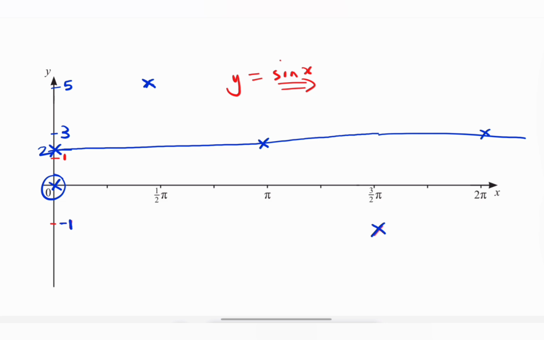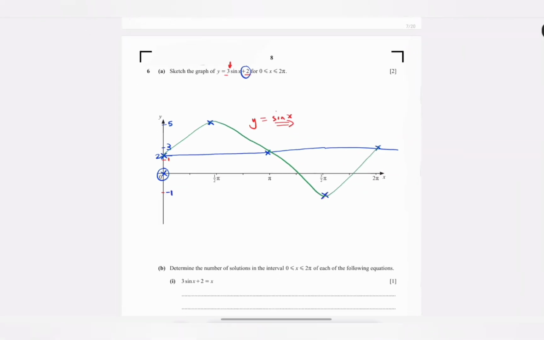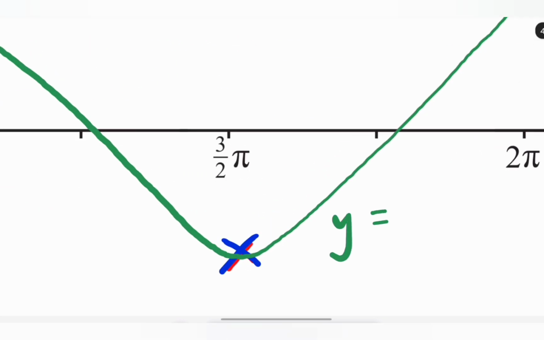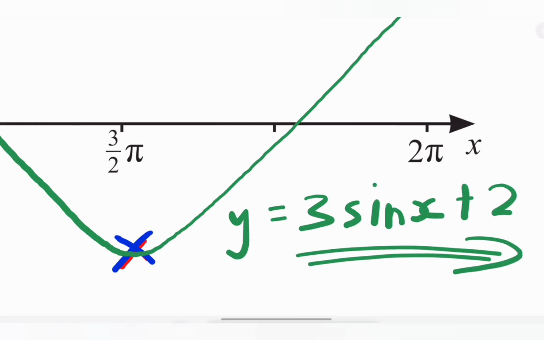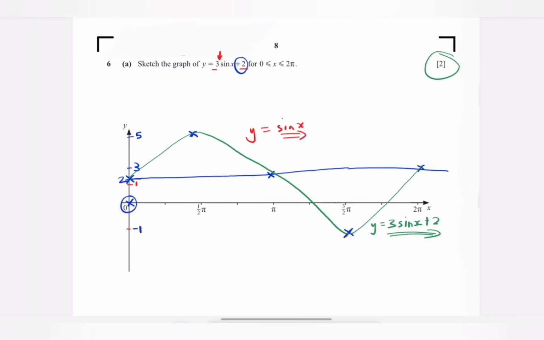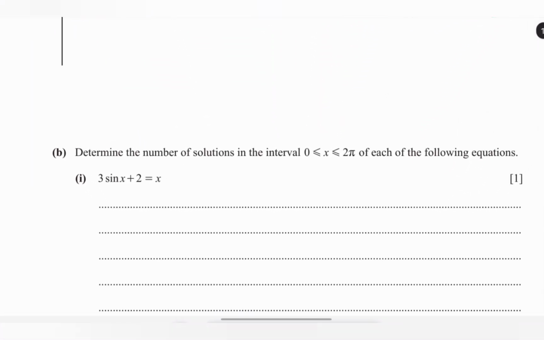So we're just left with joining them to get this, like this, and that will be our graph. y is equal to 3 sine x plus 2, and you get 2 marks for that. So you can even rub this out to get that. Perfect.